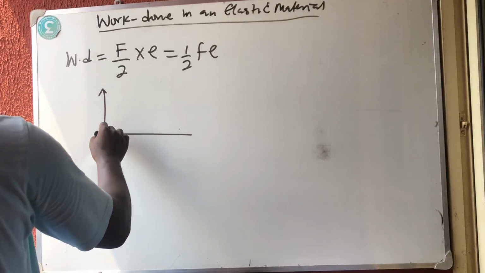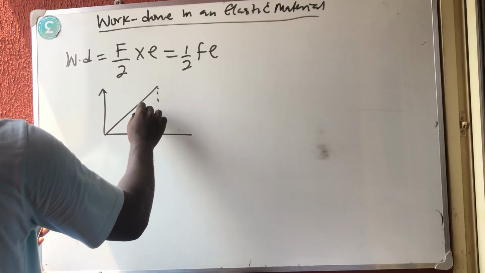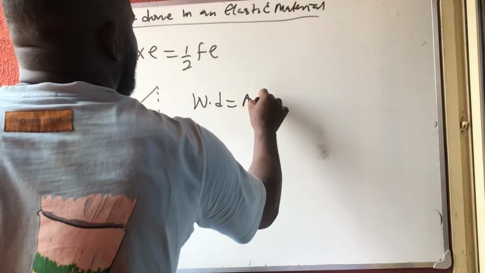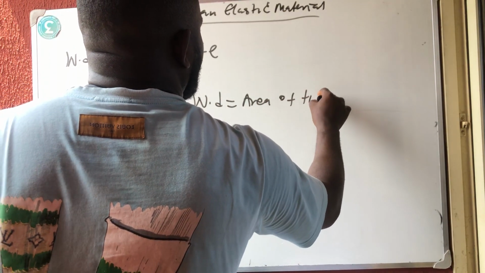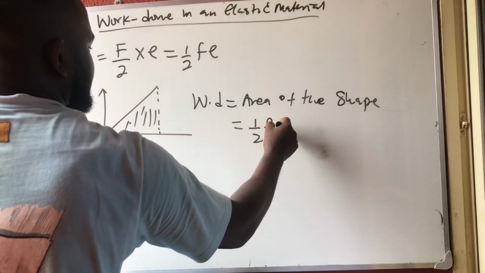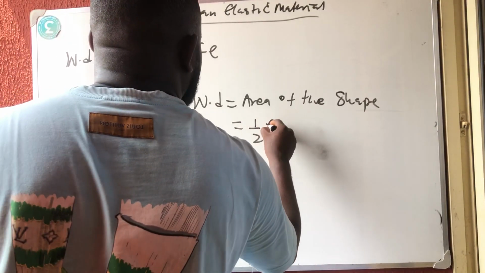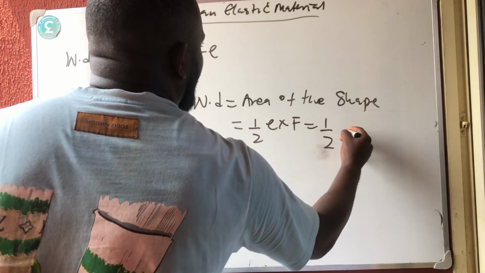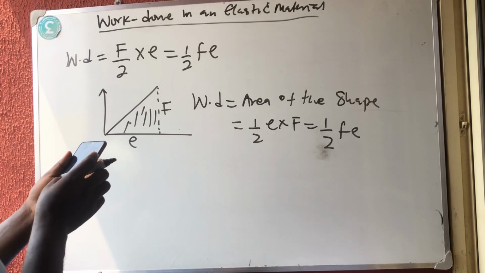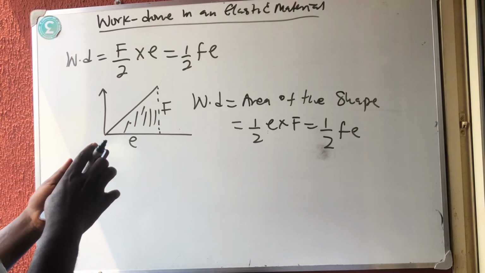Another way we can get the work done is by the graph. If we plot this graph, the shape here is a triangle. So the work done is equal to the area of the shape. Area of a triangle is half base times height. This is the base, and this is the height. Half base times height is 1/2 Fe. So this is the formula for work done in an elastic material.